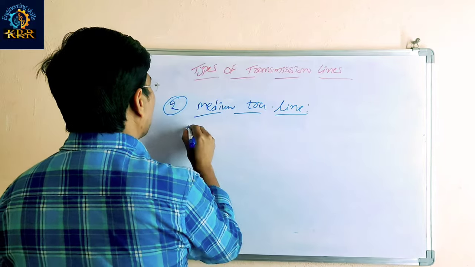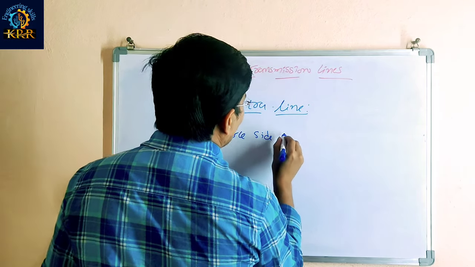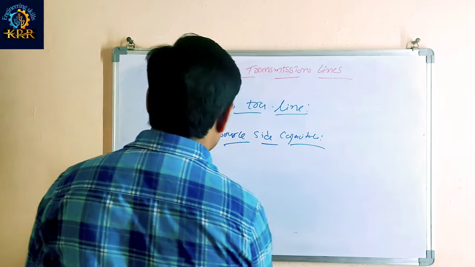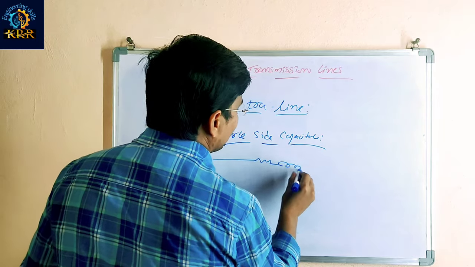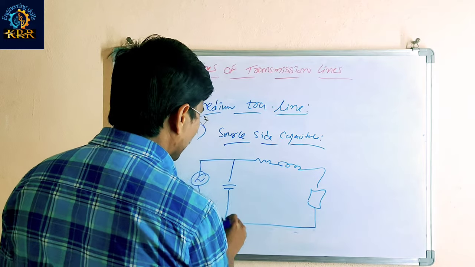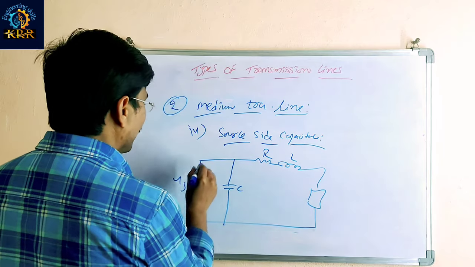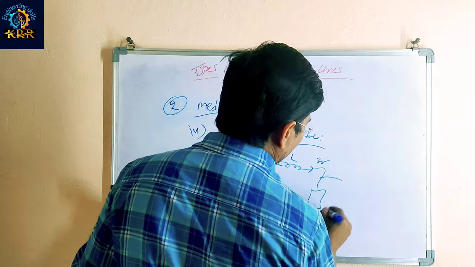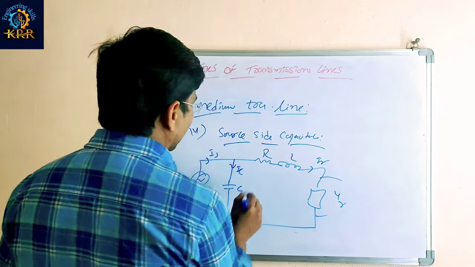Next, the fourth one is the source side capacitance. This is the supply voltage. This is the resistance. This is the inductance. This is the load. This is the capacitance. This is the resistance. This is the inductance. This is called sending end voltage. This is called sending end current. This is called receiving end current. This is called receiving end voltage. This current is called capacitance current.